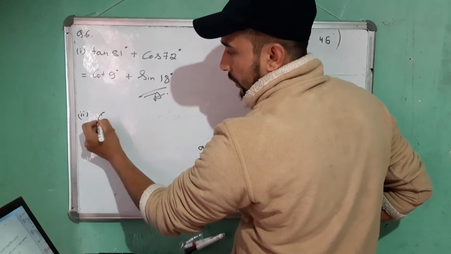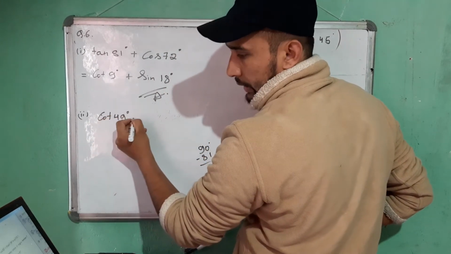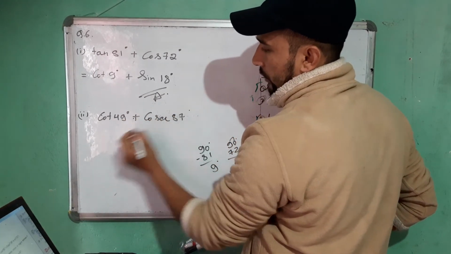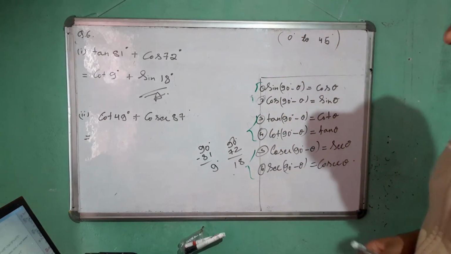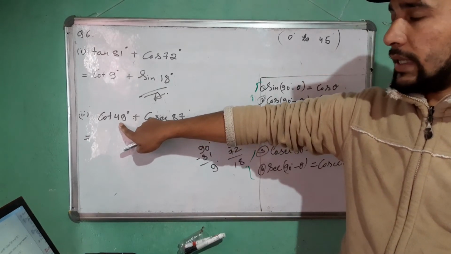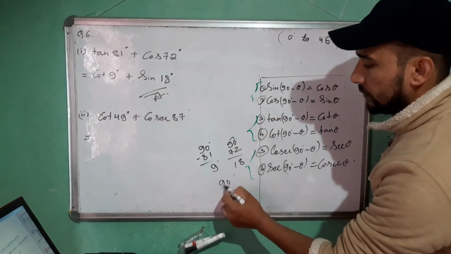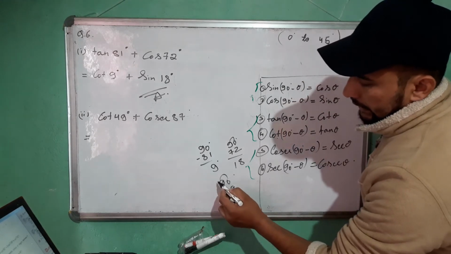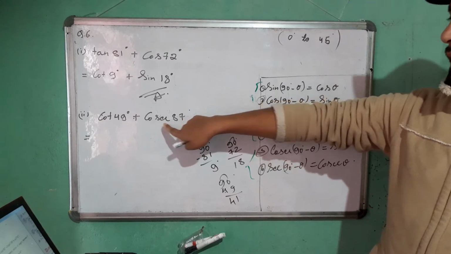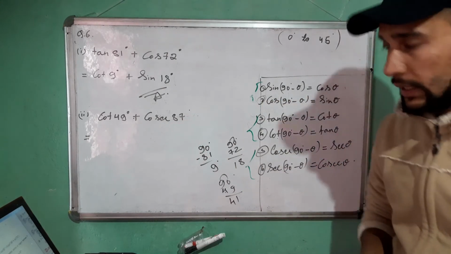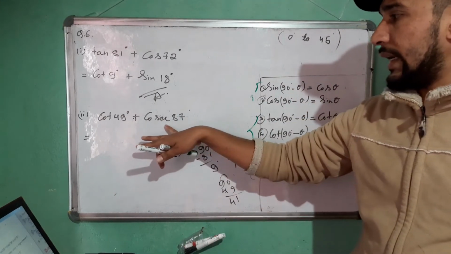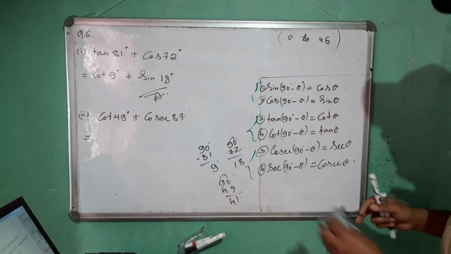It is cot 49 degree plus cosec 87 degree. This is your home task. The complement of cot is tan, and the complement of 49 is 90 minus 49, which will be 41 degree, and here cosec, the complement of cosec is sec, and the complement of 87 is 3. So tan 41 degree plus sec 3 degree you will get.